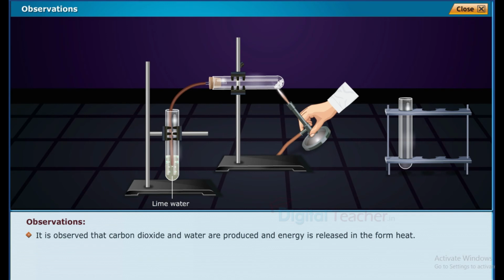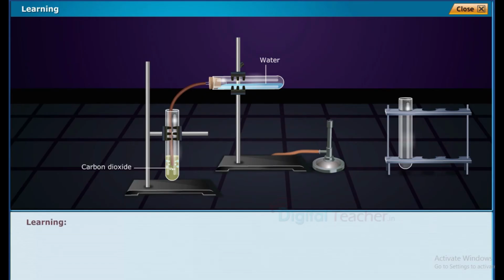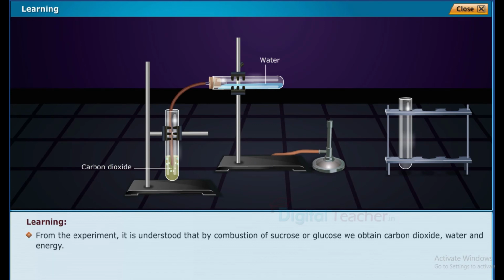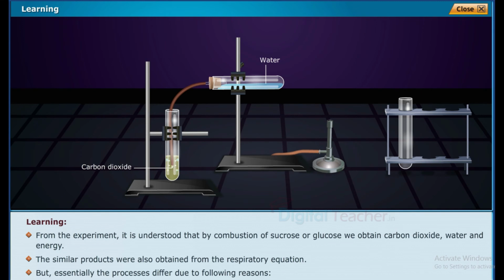It is observed that carbon dioxide and water are produced and energy is released in the form of heat. From the experiment, it is understood that by combustion of sucrose or glucose, we obtain carbon dioxide, water, and energy. Similar products are also obtained from the respiratory equation. But essentially, the processes differ due to the following reasons.